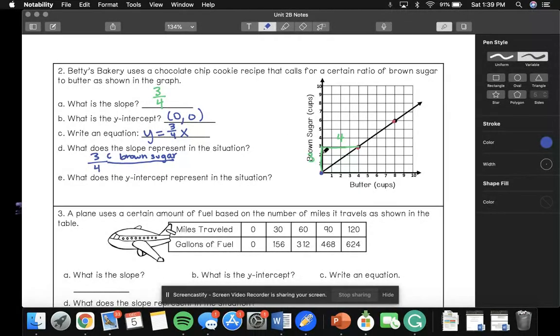For every 4, that's our run. So on the x-axis is labeled by cups of butter. So I can just interpret this as every 3 cups of brown sugar needed for this recipe, we need 4 cups of butter. Then it says, what does the y-intercept represent in this situation? Our y-intercept was 0, 0. So we can just interpret that as 0 cups of brown sugar means we need 0 cups of butter.